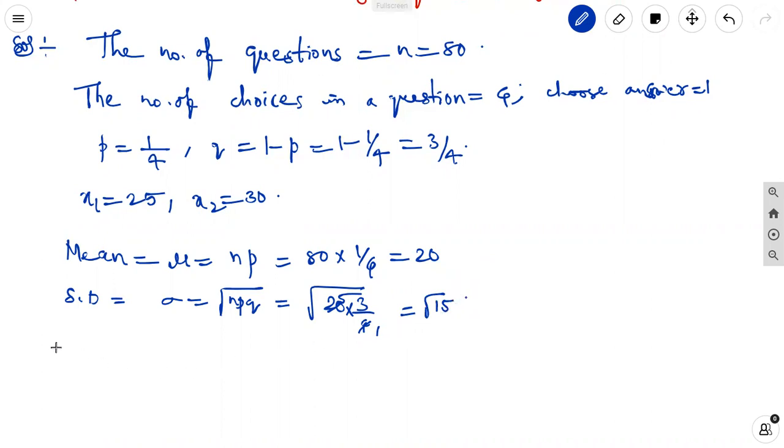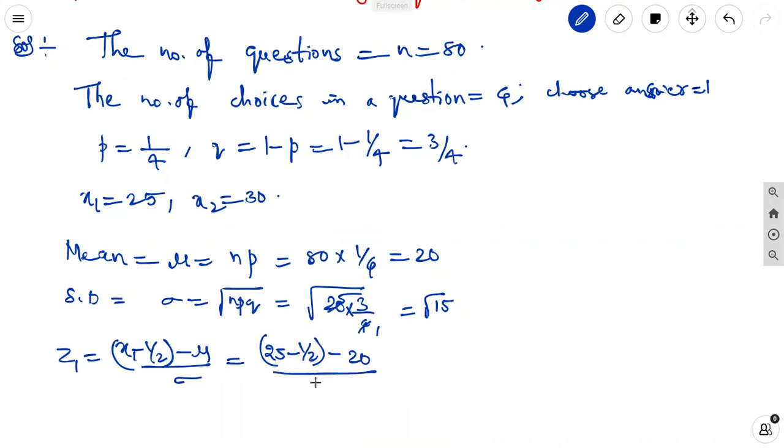Now we can calculate Z1. Z1 is equal to x1 minus 1 by 2 minus mu by sigma. It is equal to x1 is 25 minus 1 by 2 minus mu is 20 by sigma is root 15. It is equal to 50 minus 1 is 49 minus 40 by 2 root 15. It is equal to 9 by 2 root 15.